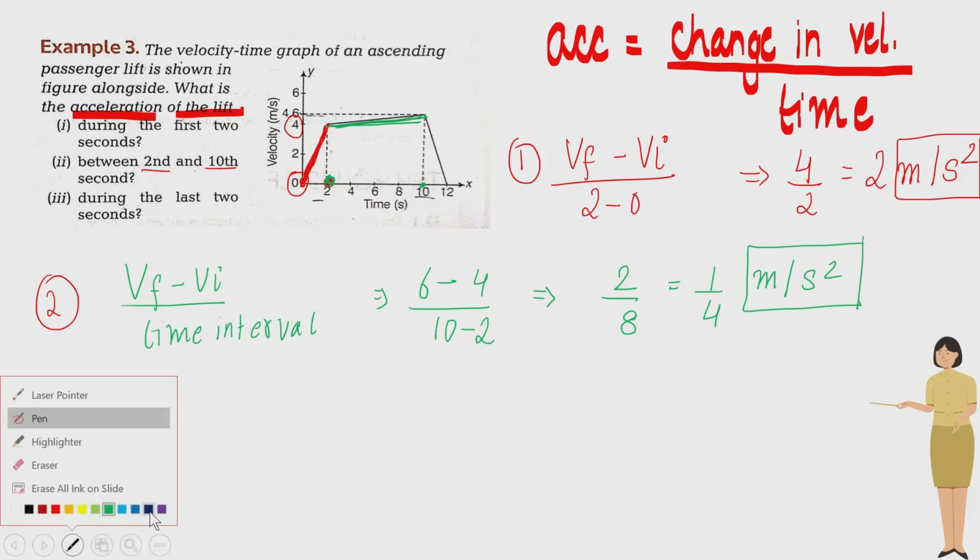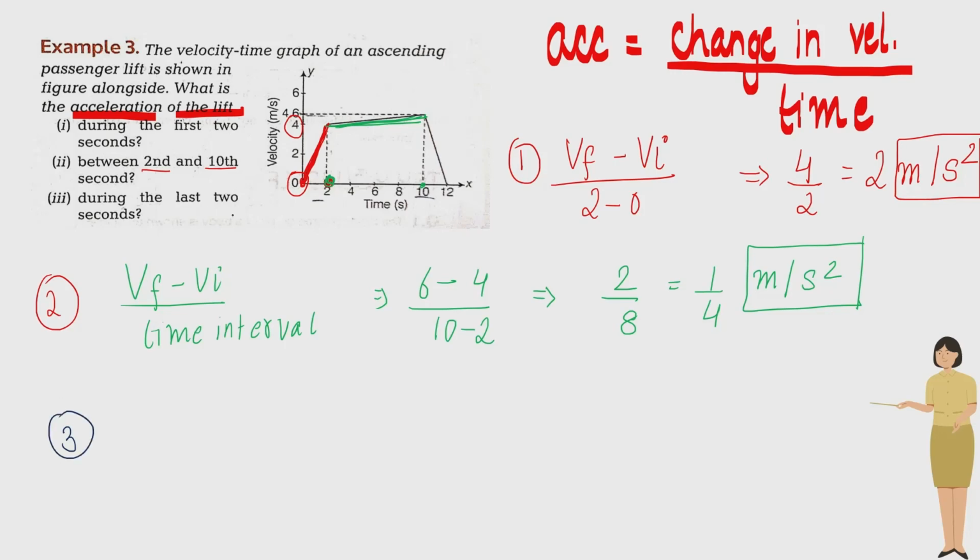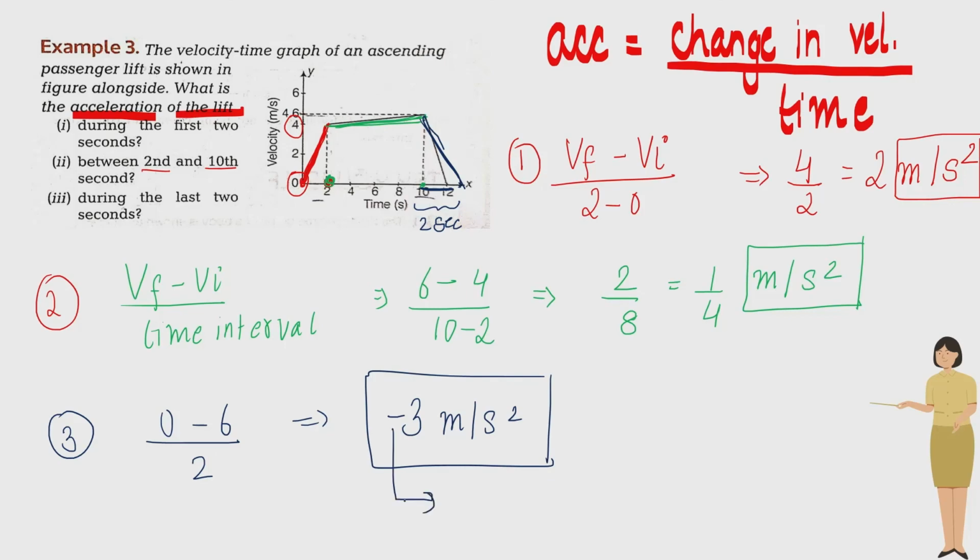Now let's take the final and third case, that is during the last 2 seconds, that is 10 to 12. These are the last 2 seconds. Okay, so I have to judge this decreasing graph. So tell me, what is the final velocity, 0, and what is the initial velocity, 6, and the time period is 2, that is 12 minus 10. So this becomes minus 3 meter per second square. Now this negative sign has come, while we took velocity as positive, like velocity is along the positive y-axis. So velocity is positive, acceleration is negative, both have opposite signs, so obviously this is retardation.